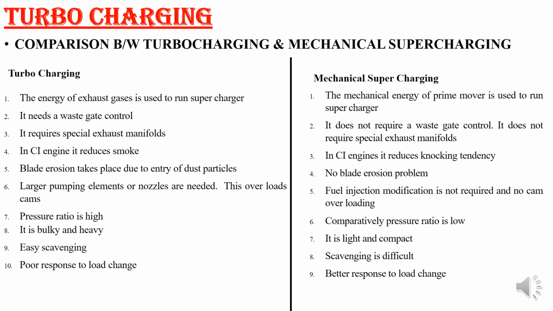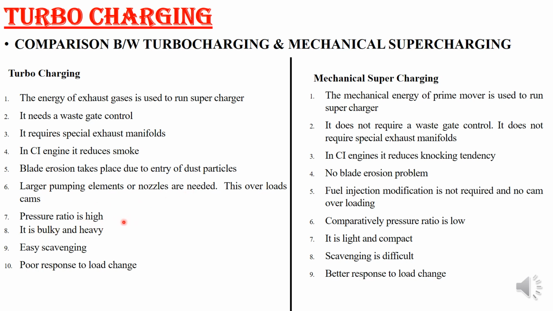Comparison between turbocharging and mechanical supercharging. So this is the table. It gives the comparison between turbocharging as well as mechanical supercharging. Whenever you talk about turbocharging, the energy of the exhaust gas is used to run the supercharger or compressor. So it needs some wastegate control to maintain that pressure ratio, and it requires special exhaust manifolds, and in a CI engine it reduces the smoke, and blade erosion takes place due to entry of dust particles, and larger pumping elements or nozzles are needed. This will overload the cams.